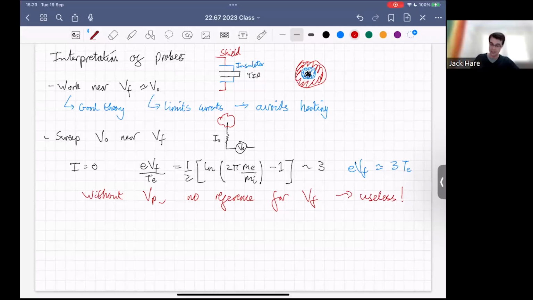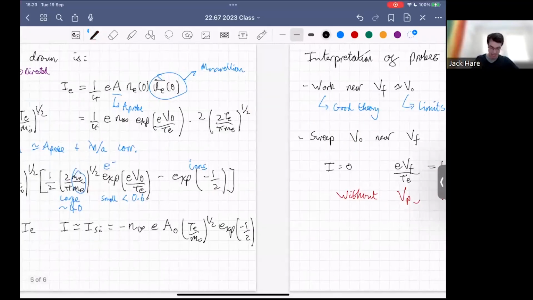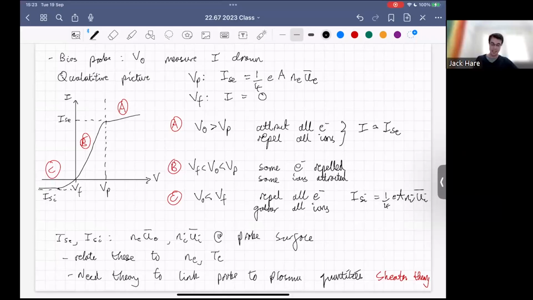You could try and do it, if you remember, if I go all the way back in my notes to my little sketch here, you could say, well, look, I can measure VF down here, where the current goes to 0. And then I could measure the volts between VF and VP, V plasma. And I'll define V plasma as when the electron saturation current happens. So when this curve rolls over and starts to saturate, I'll call that V plasma. And the difference here, that'll be delta VF, and that'll be 3 times the electron temperature. So you can do it crudely like that.